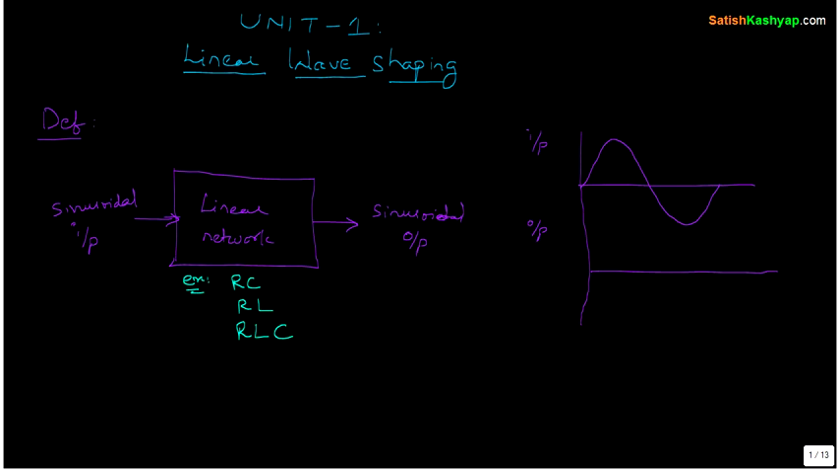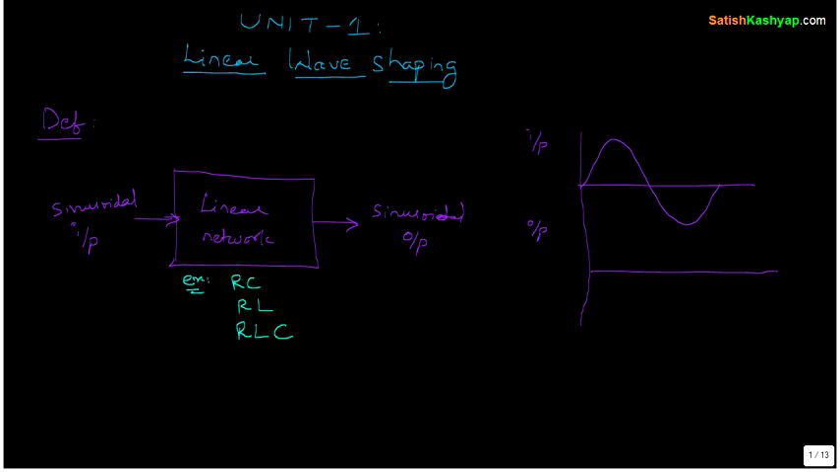If a circuit consists of either a resistor or an inductor or a capacitor or any combination of them, then the circuit is treated as a linear circuit or linear network. A linear network behaves differently for different inputs. For example, if you apply a sinusoidal input to a linear circuit, then the output is also sinusoidal in nature. So that means the wave shape is preserved at the output of a linear network when a sinusoidal input is applied.